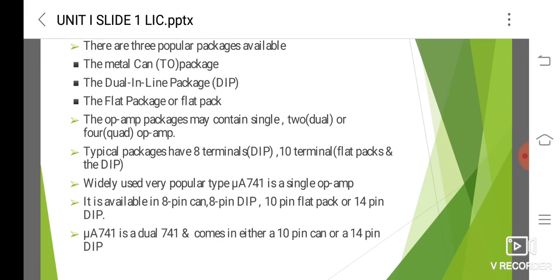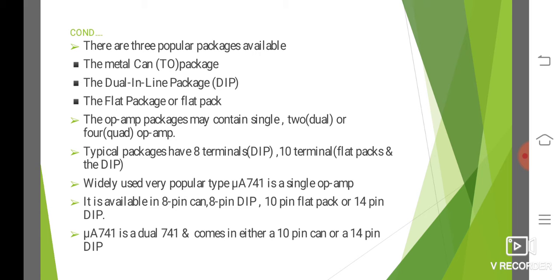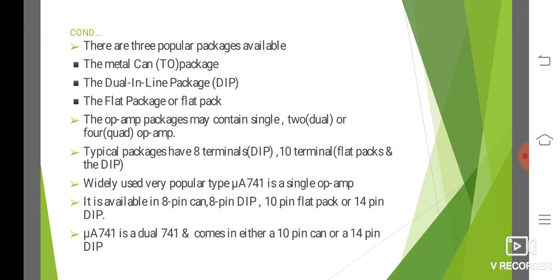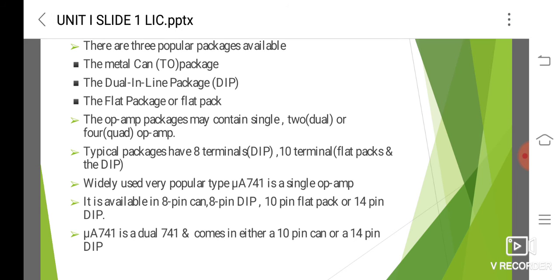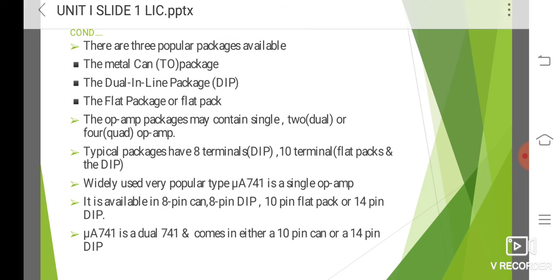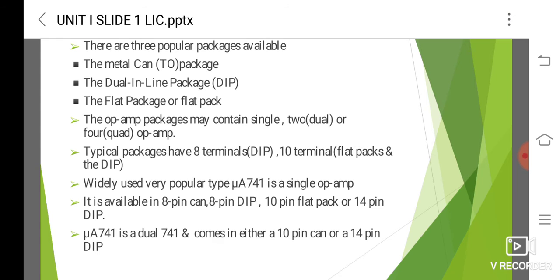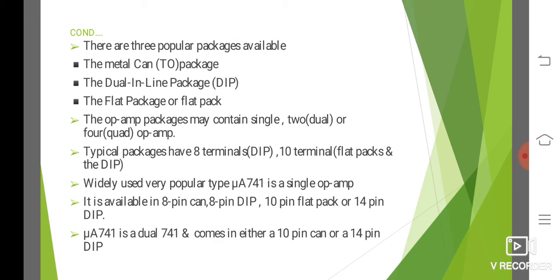It is available in three popular packages: metal can package, dual inline package, and flat package or flat pack. The packages may also contain single, dual or quad op amps. They may also have 8 terminals or 10 terminals; the 8 terminal is available in the form of DIP, and the 10 terminal is available in the form of flat packages or DIP packages.